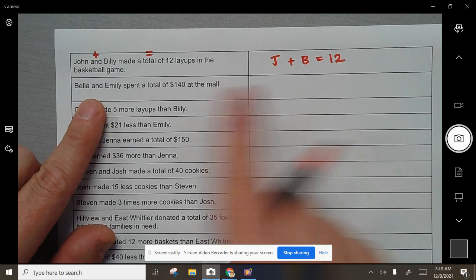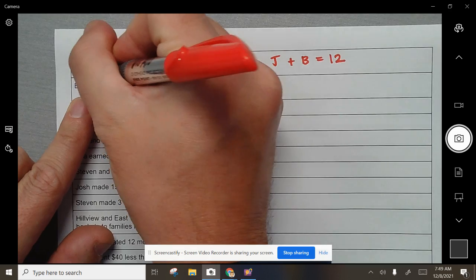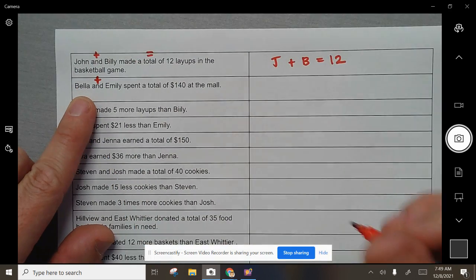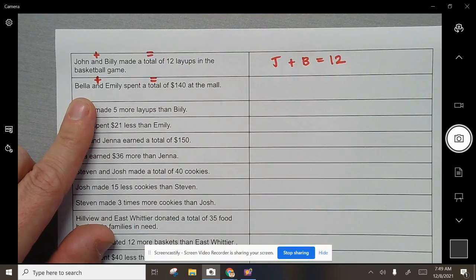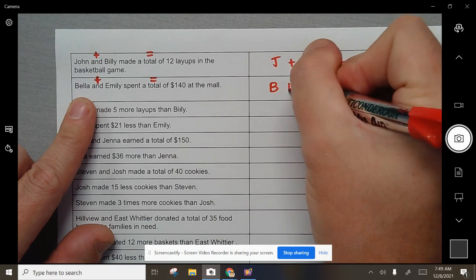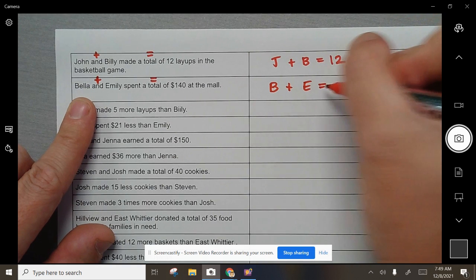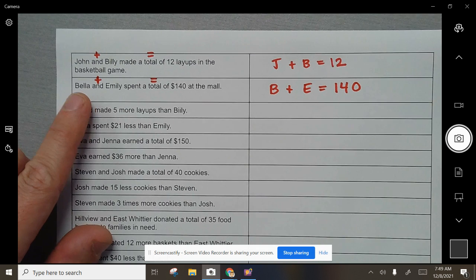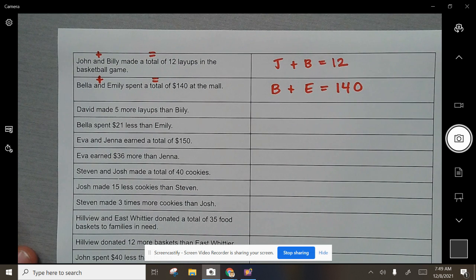All right, what about this one? Bella and Emily spent a total equal sign. Bella plus Emily equals 140. Okay? Very nice. Let's keep it going.